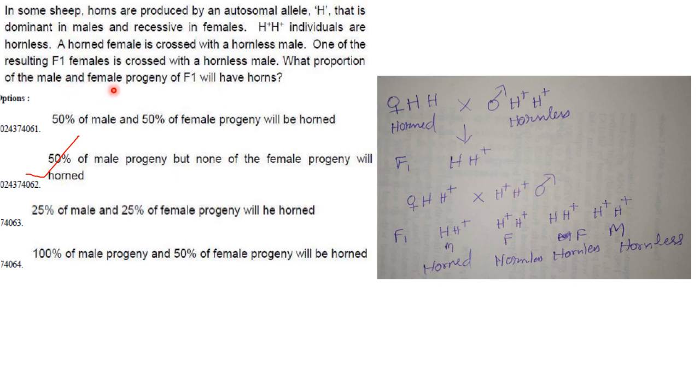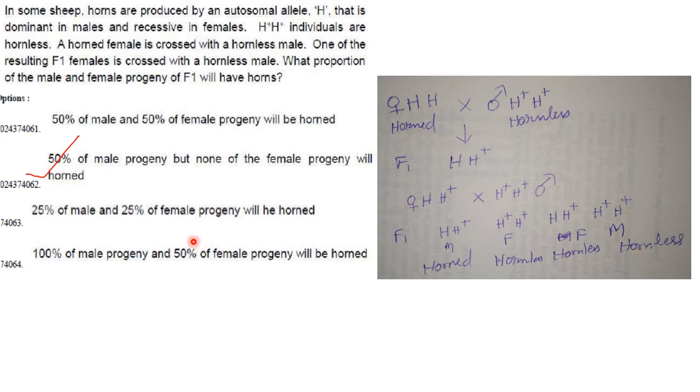What proportion of the male and female progeny of F1 will have horns? So these are the various progeny that you get. Half of them will be male and half of them will be female, because this is an autosomal trait. So for males, H H plus is horned, and for females, H H plus is hornless, and H plus H plus female is hornless, and H plus H plus male is hornless.